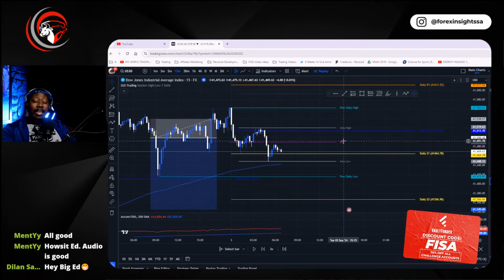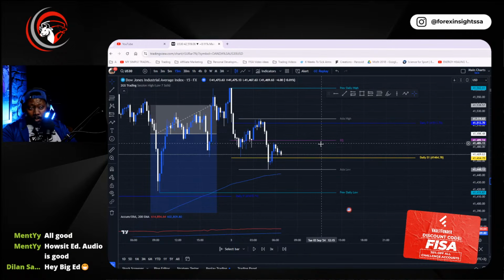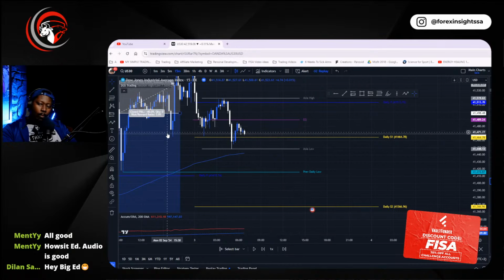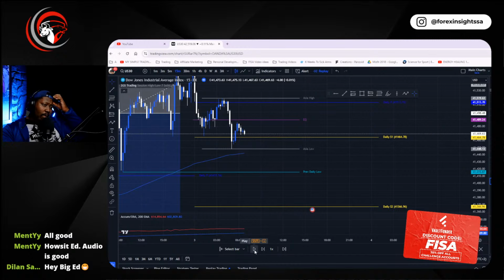But instead of using the EQ as what we're trading away from and towards, we'd be using the daily S2 and daily R1 in place of the EQ, because the EQ is in the middle. Also, because the EQ is in the middle, we would be expecting quite a volatile, really big day. Because we had a small range yesterday, small ranges lead to big ranges. So let's see how that would have played out.